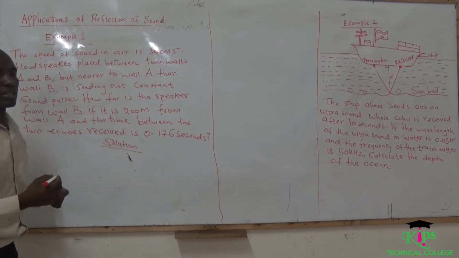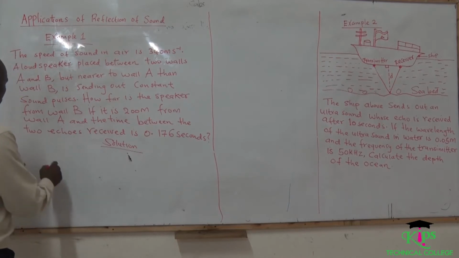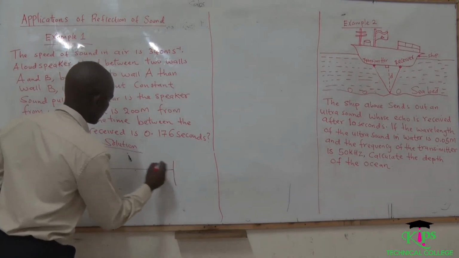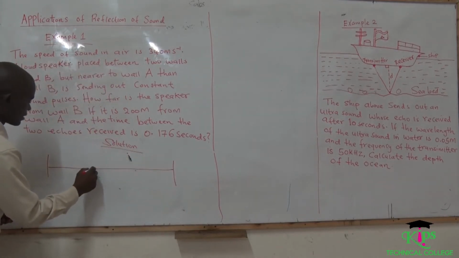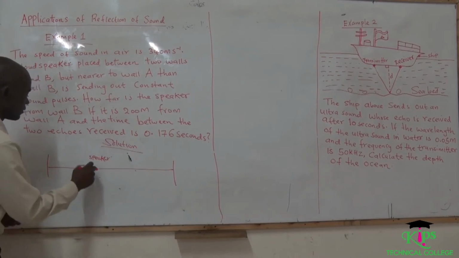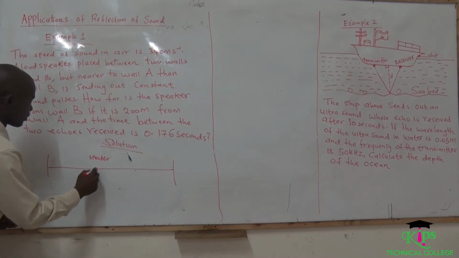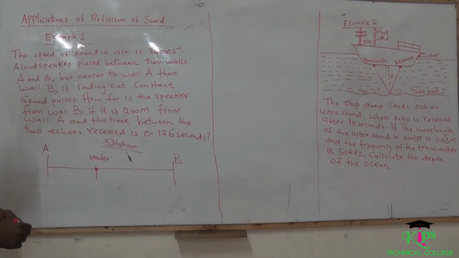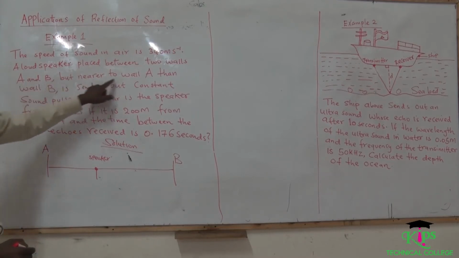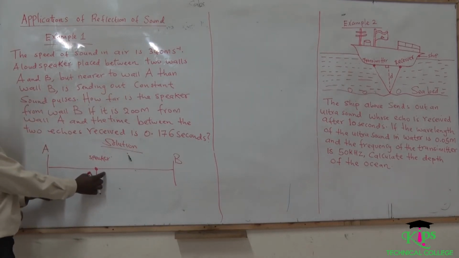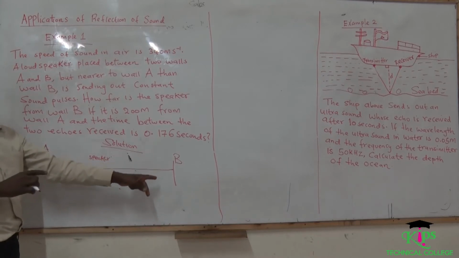The first thing you need to do is sketch what is happening. We have been told that there is a speaker. Let us say our speaker is at this point. And we have wall A and wall B. We have been told that a loudspeaker is placed between two walls A and B, but nearer to wall A than wall B. That is why you can see I've placed the speaker closer to wall A than wall B.